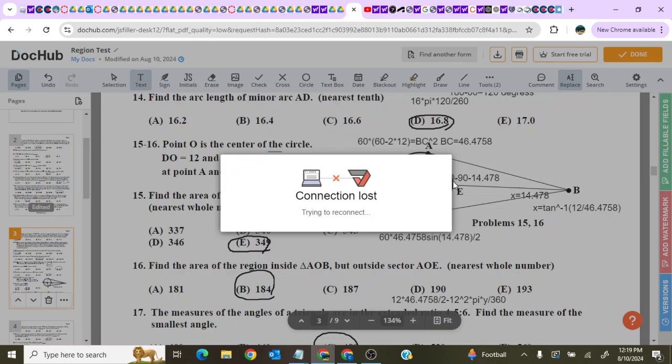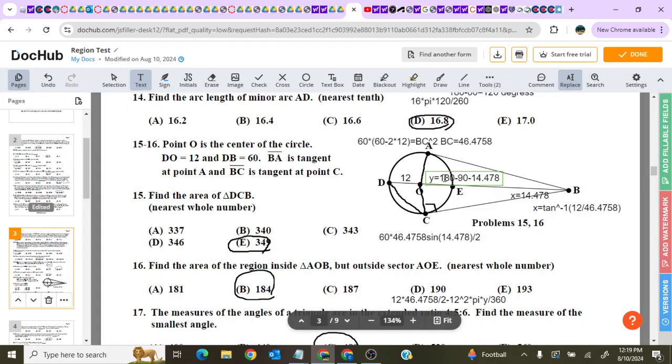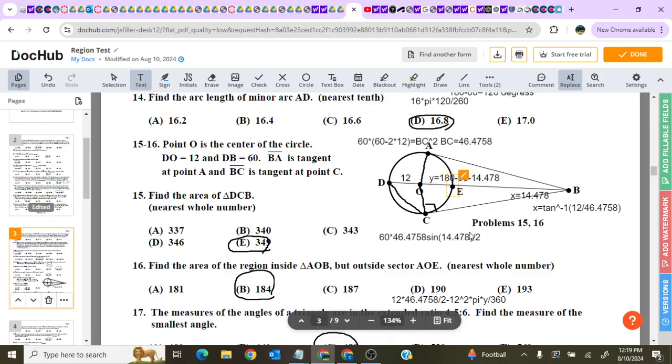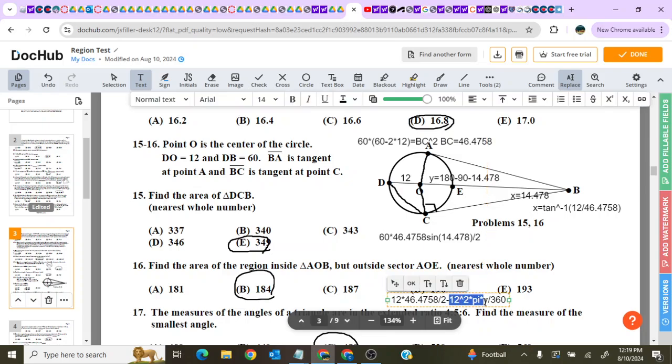180 minus 90 minus 14.478 gets angle Y right here. And once you do that, you do the area of the circle. So r squared times pi times your angle over the entire 360 degrees of the circle. And you'll get an area of 184 when you subtract that from the triangle area.